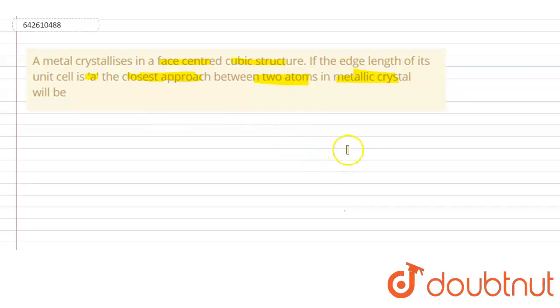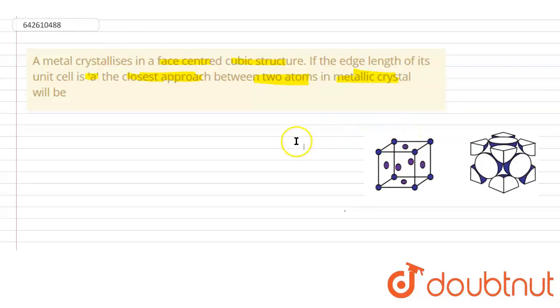Let me draw the structure of the cube. The structure of the cube will be like this. Here you can see clearly the atoms in the face centers. So this is our face-centered cubic unit cell.